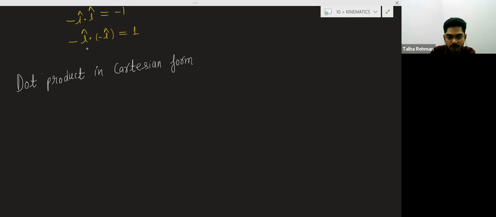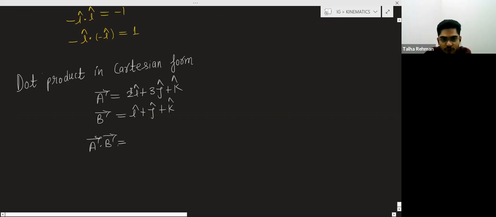Cartesian form. What I have told you about the Cartesian form: suppose a vector is given as 2 i cap plus 3 j cap plus k cap, and the other vector is i cap plus j cap plus k cap. We write the vectors in terms of the unit vectors, that is known as the Cartesian form. If you want to write the dot product of a and b, then you will multiply this 2 with the coefficient of i cap.